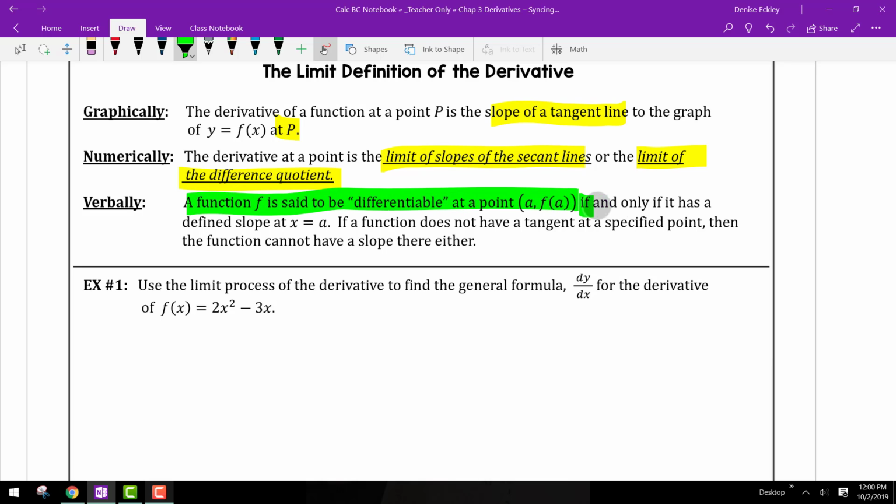If and only if, that's very important, it has a defined slope at x equals a.